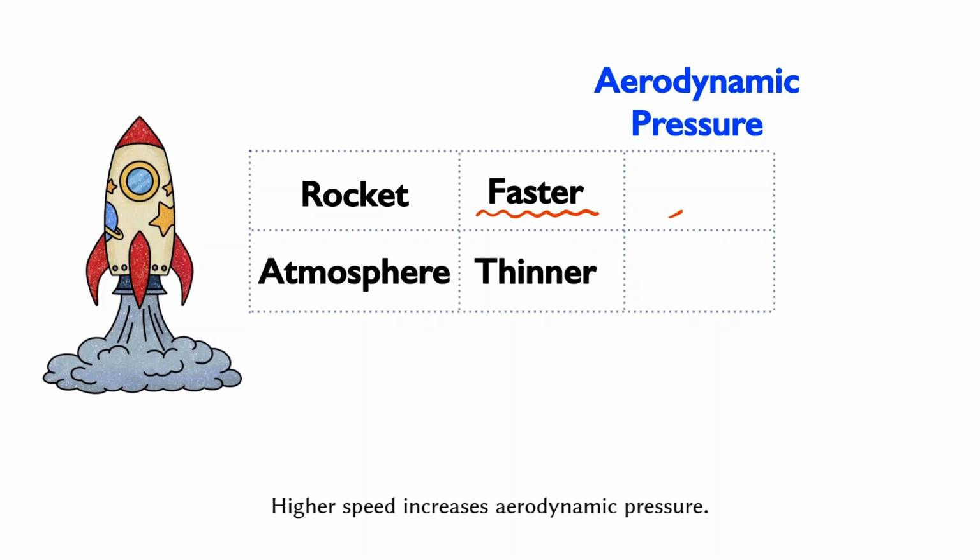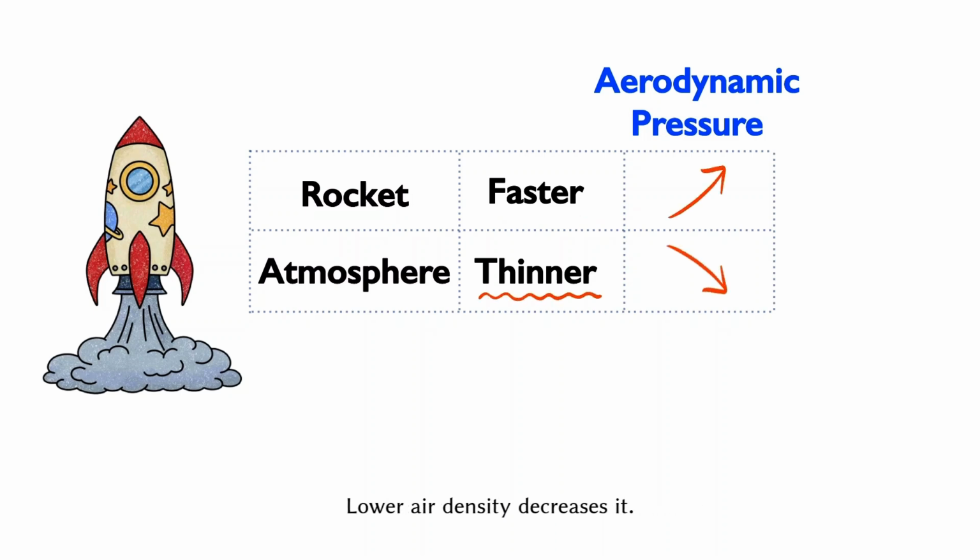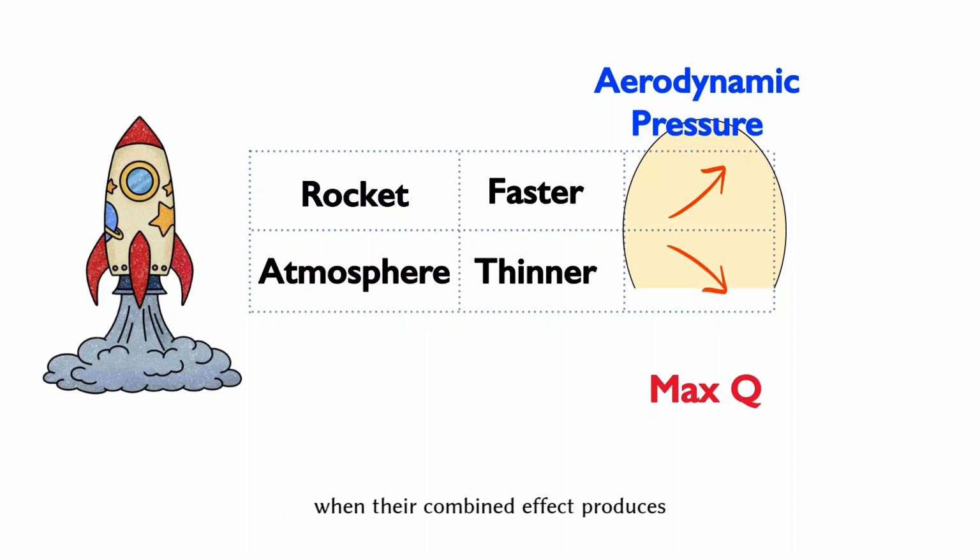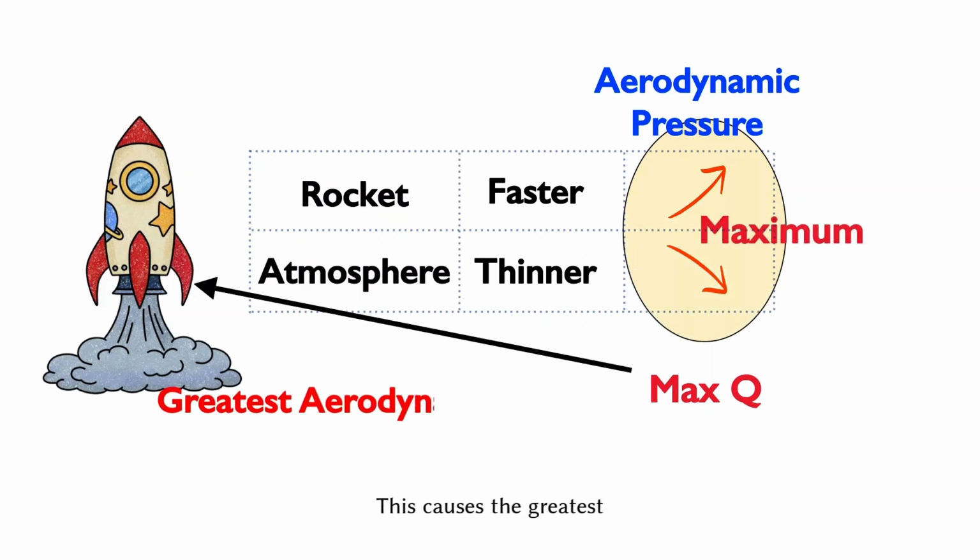Higher speed increases aerodynamic pressure. Lower air density decreases it. Max Q is the moment when their combined effect produces the maximum dynamic pressure. This causes the greatest aerodynamic loads on the rocket.